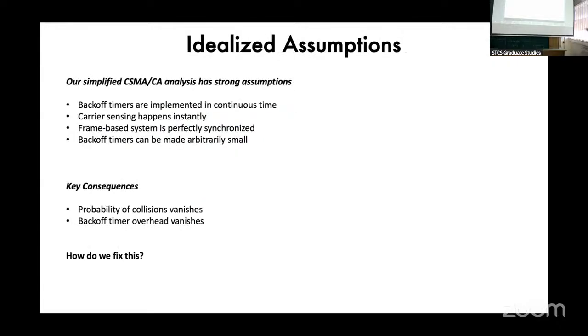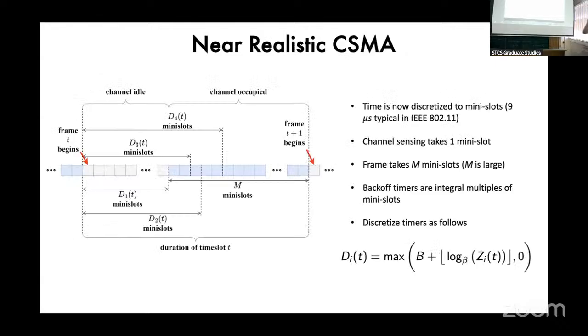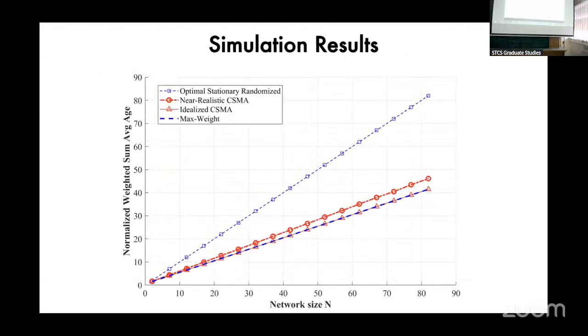So I'll show with simulations. To prove it, I need alpha to be large. But this is the first simulation. In this, what we do is we plot weighted age across the network size. I'm plotting a few different policies.